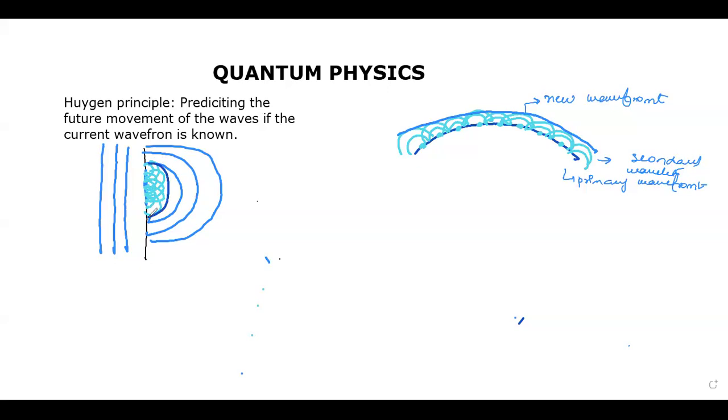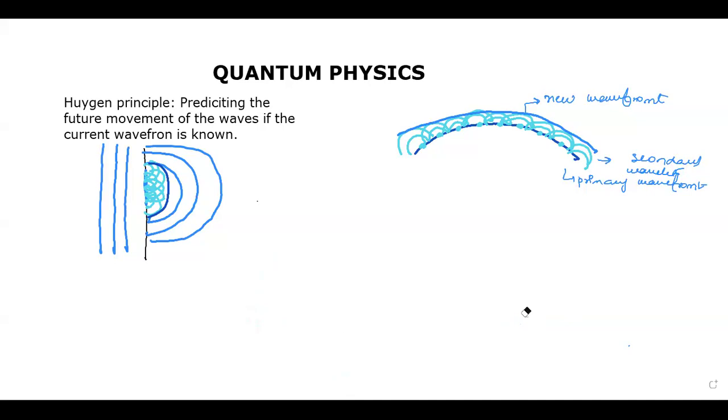We can use this concept to predict how diffraction is going to take place, how superposition is going to take place, how interference is going to take place. All of this can be predicted by using Huygens principle. Quite frankly put, you don't need to know much more detail than this: Huygens principle can be used to predict the movement.